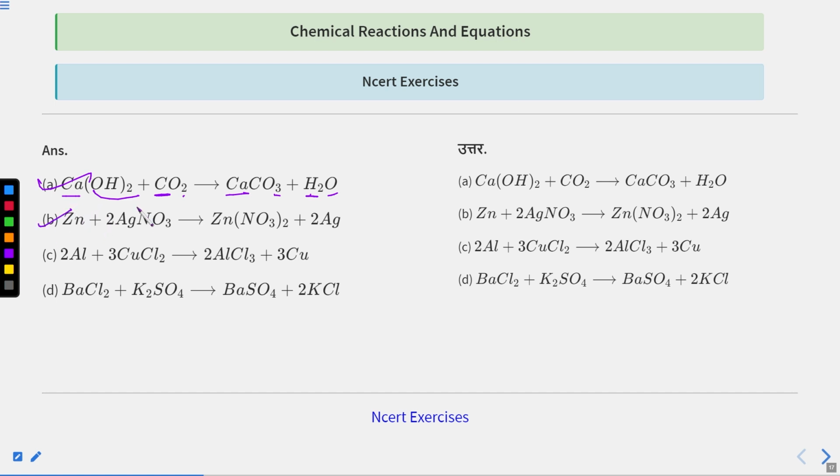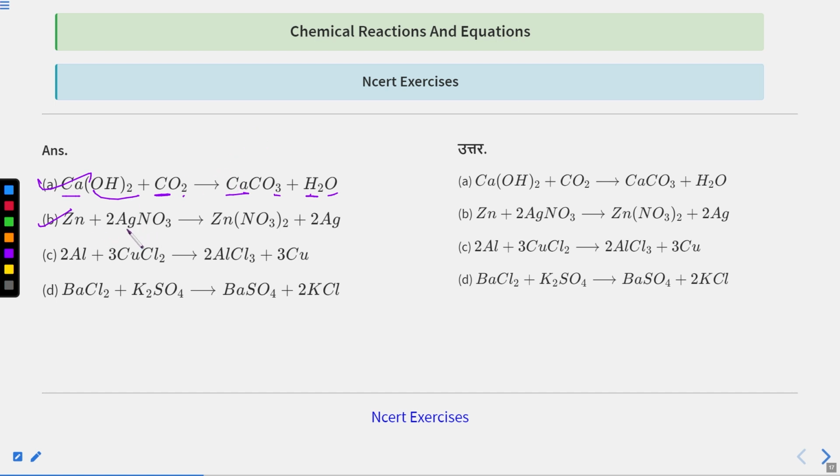Next is Zn. If the question has 3 marks or more than 3, don't write the answer in one word or one line, or write the direct balanced chemical equation. Always, if the question has marks more than 2, you can definitely go with the steps while balancing any unbalanced chemical equation.